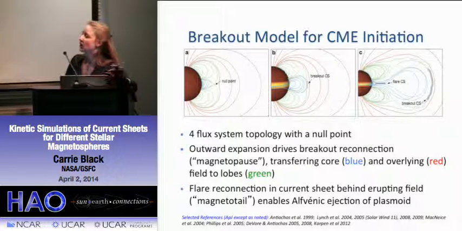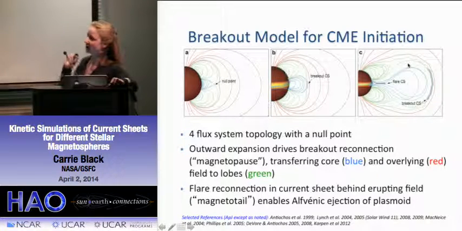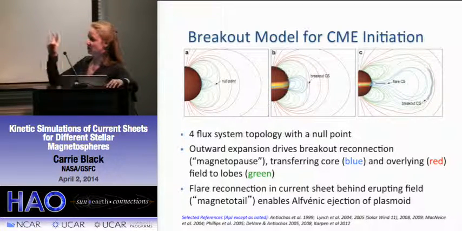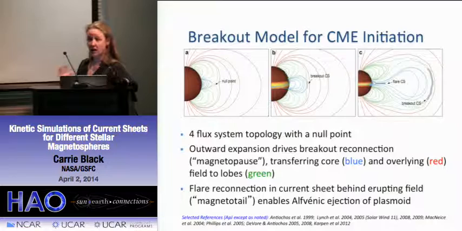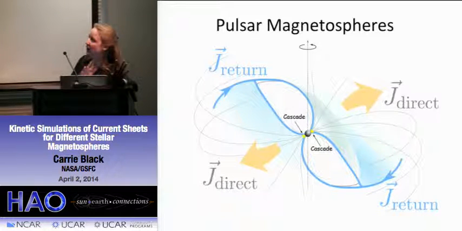Okay. So my work in the solar corona is to model this null point up close and personal. What I'm actually trying to do for the breakout model is to implement this shear driver on a PIC code, which hasn't been done before. Okay. So that's reconnection for the solar corona.